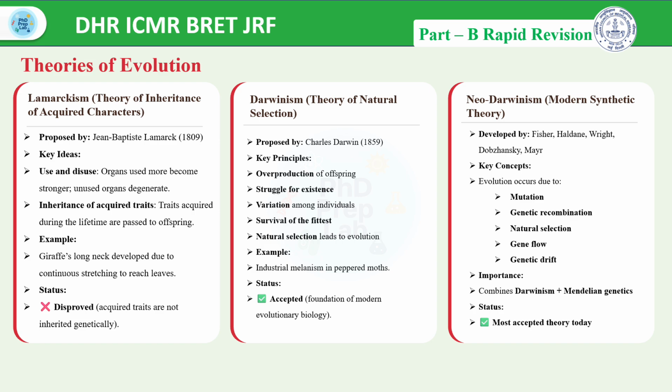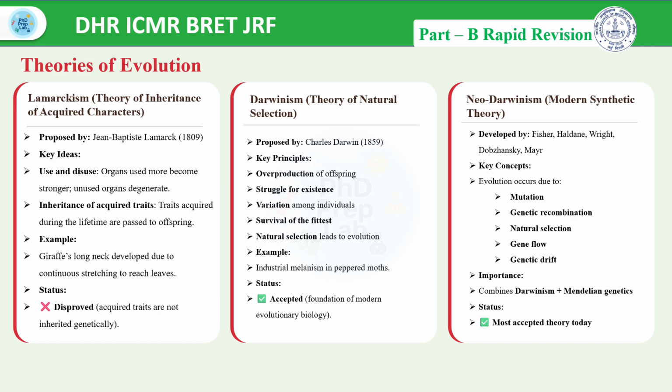Then came Darwinism. He stated the theory of natural selection. Natural selection is how one phenotype is favored over the other, and the one which is favored further develops, and that's how evolution is led. He talked about variation amongst individuals and the struggle for existence. And he gave the very famous example of industrial melanism.